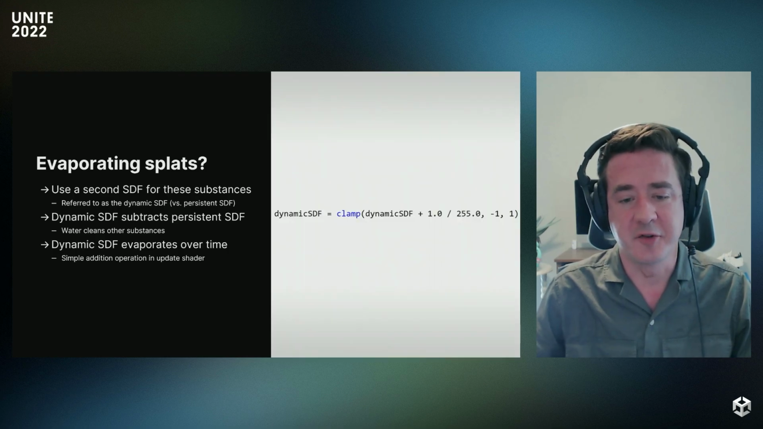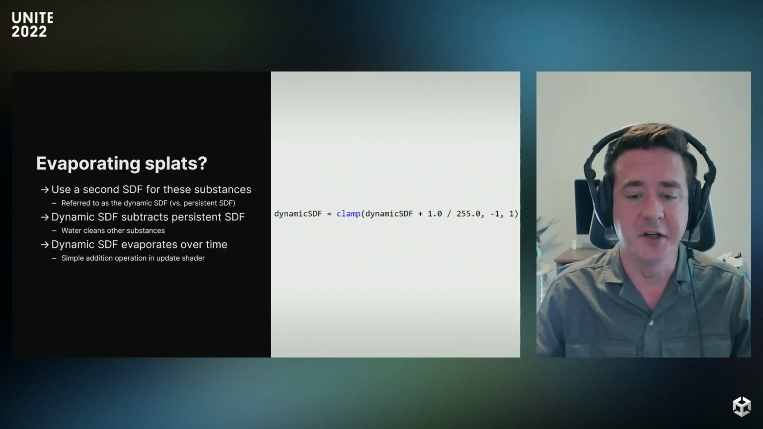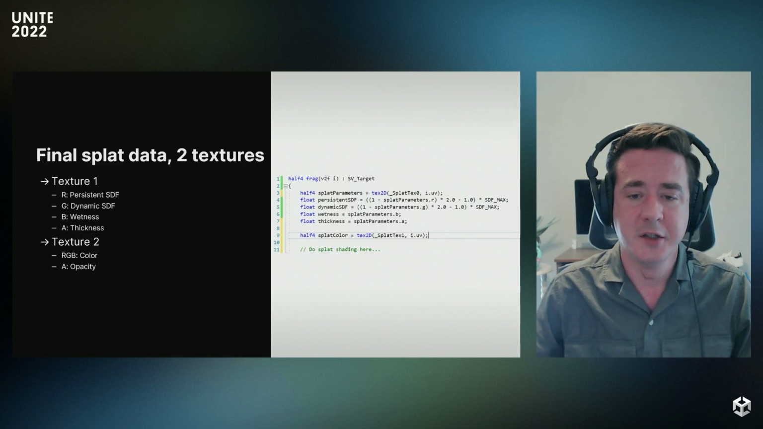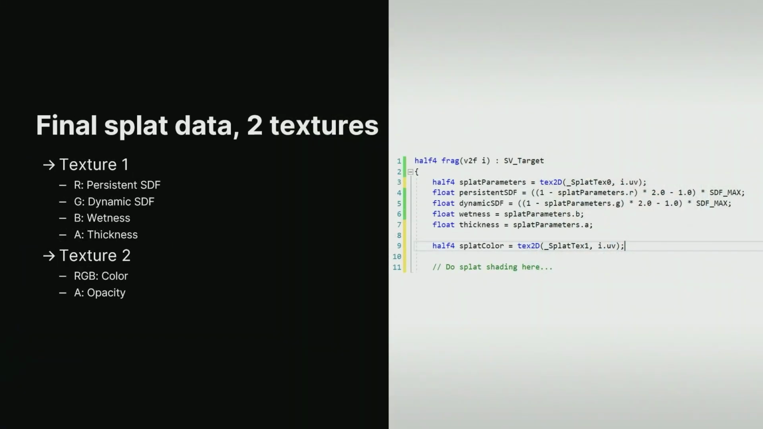And the dynamic SDF evaporates over time by simply adding a very small value to it in the update shader. So over time, the distance represented gets farther away. And so when we do the threshold to create the mask, it starts to shrink over time. So our final data is stored in two textures. In texture 1, we have the persistent SDF stored in the red channel, the dynamic SDF stored in the green channel, the wetness parameter stored in the blue channel, and the thickness parameter stored in the alpha channel. And then in texture 2, we store RGB for the color of the substance and alpha for the opacity.